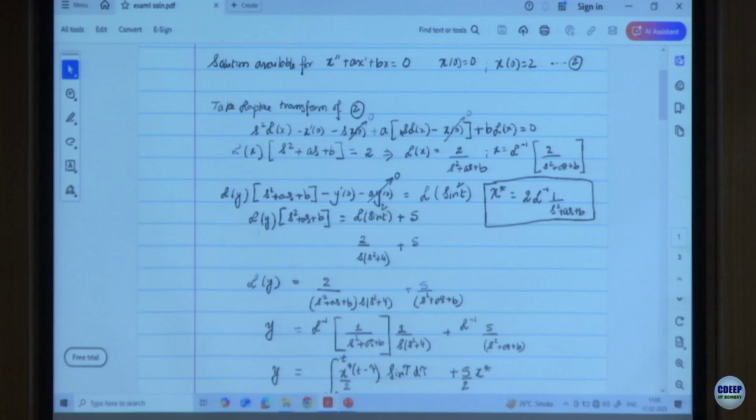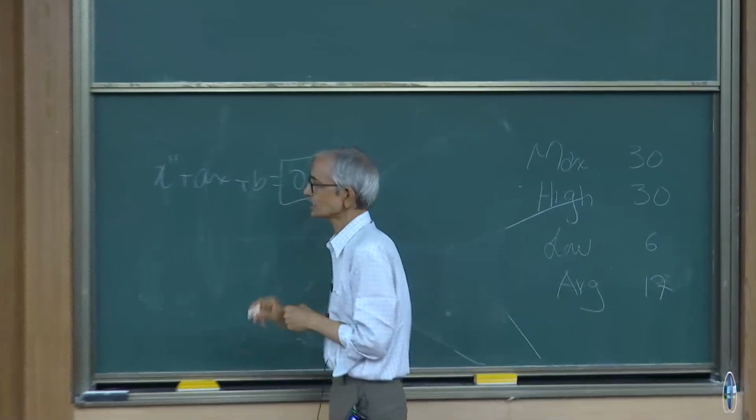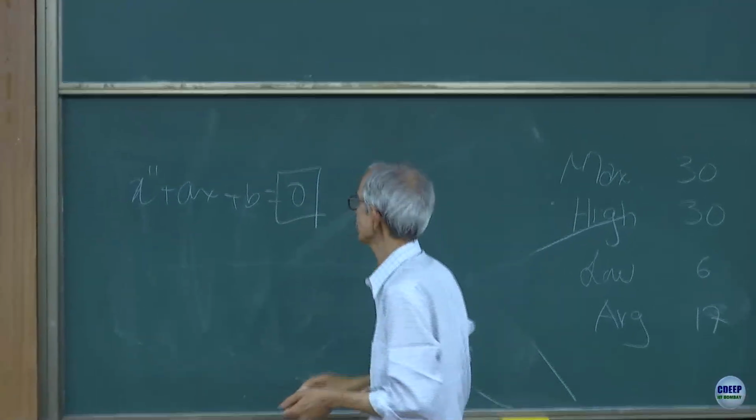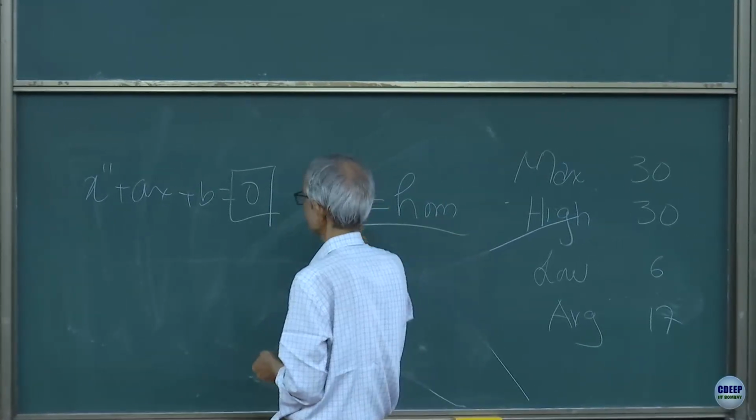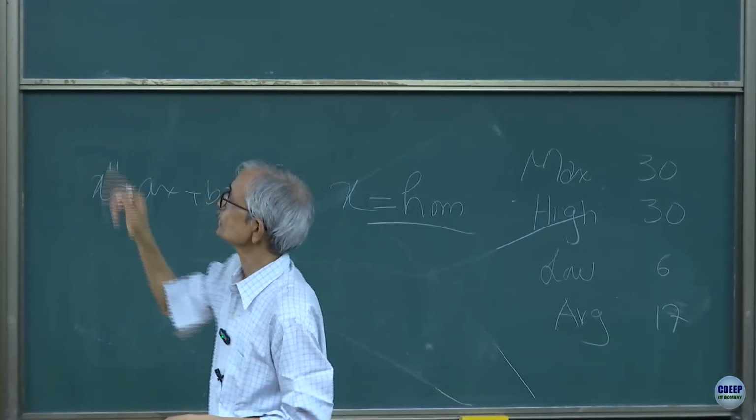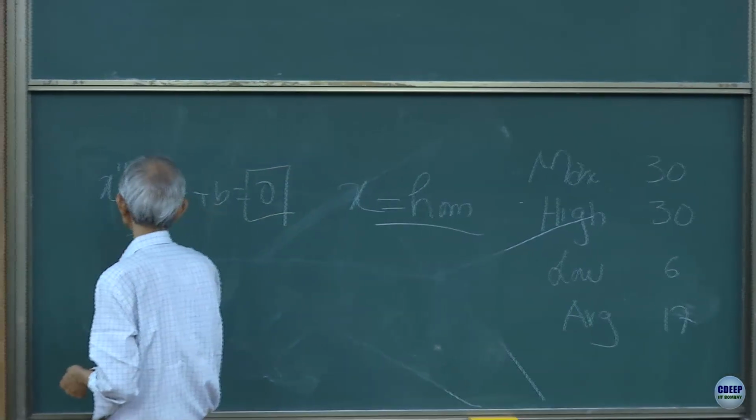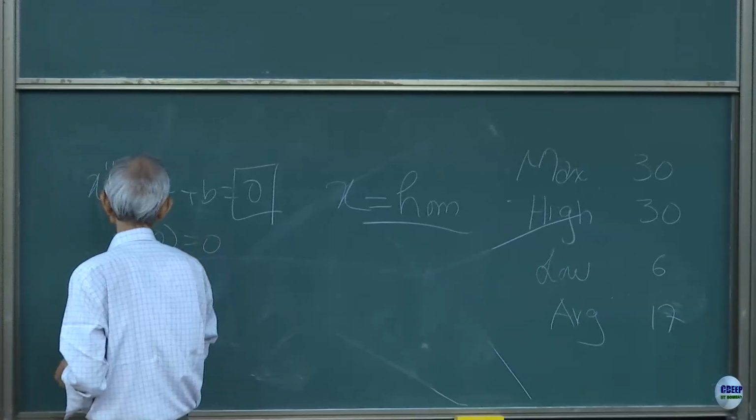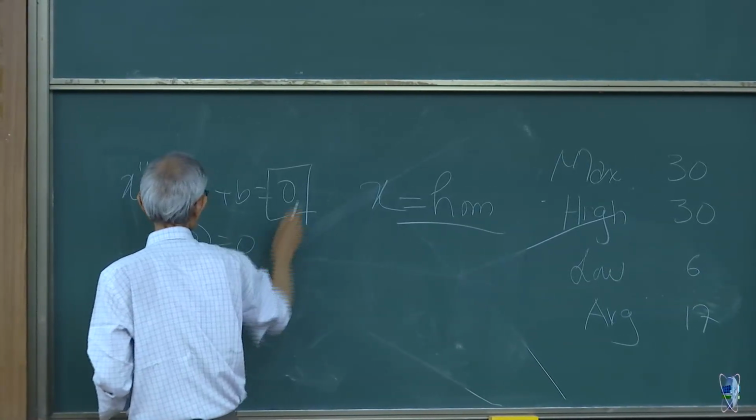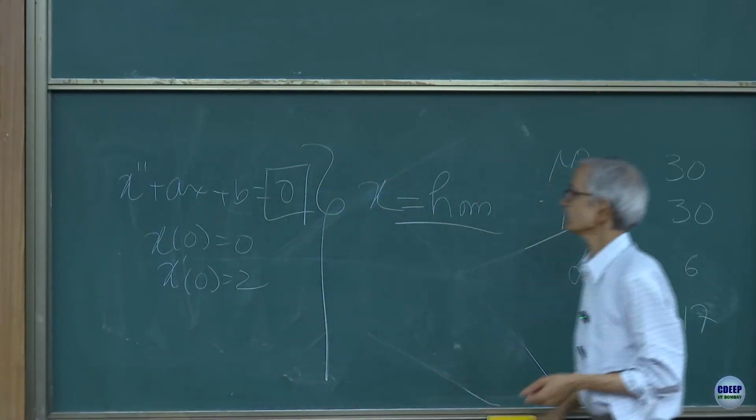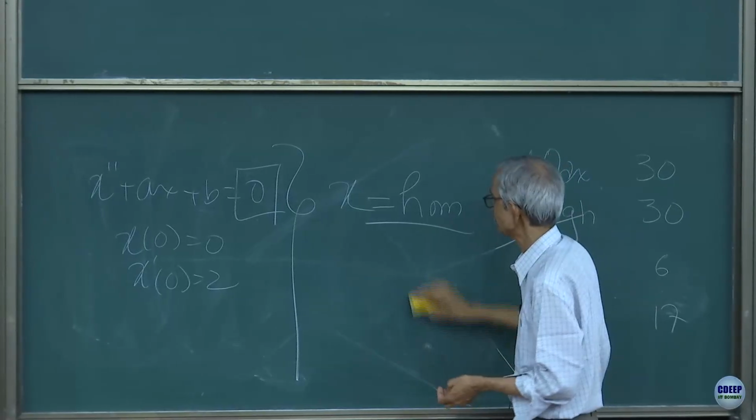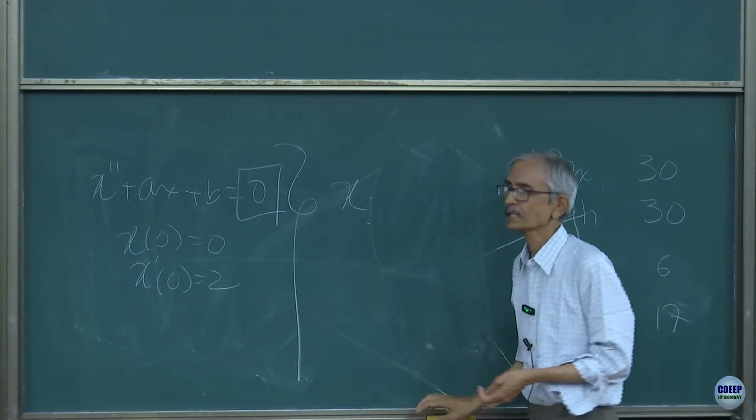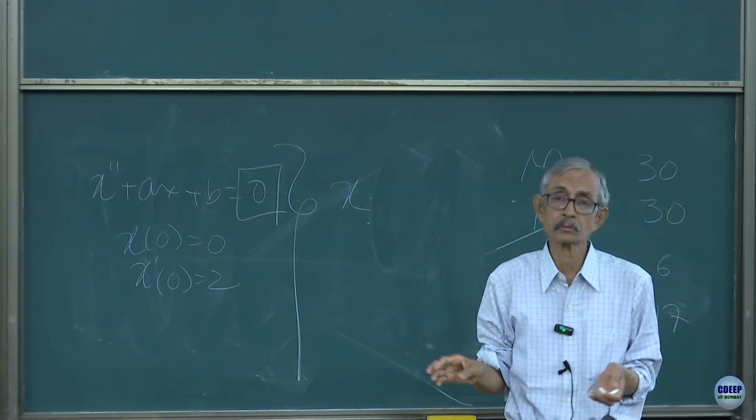So x double prime equal to 0, just because there is a 0 here does not necessarily mean that the x that has been given to you is the homogeneous solution. Okay. The conditions were already imposed in here. So x0 equal to 0, x prime 0 equal to 2. When you have imposed these initial conditions, you have got a solution. X was what was given to you, and that's not the homogeneous solution, number one.